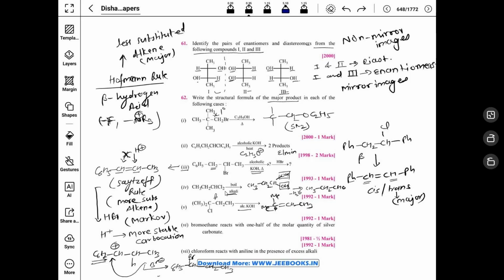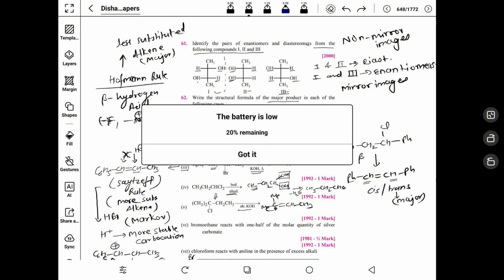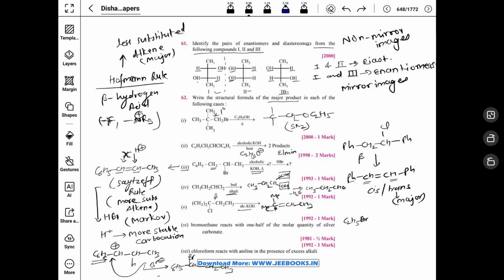Now bromoethane reacts with half a molar quantity of silver carbonate. In this case bromoethane, C2H5Br, is reacting with silver carbonate. This is the structure of carbonate. So each oxygen will take an ethyl group. So what will be the product? This will be the product.